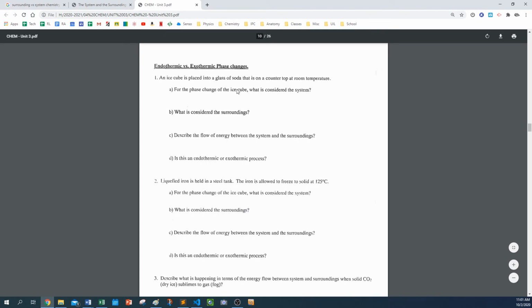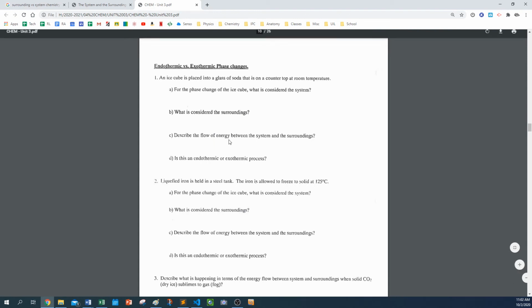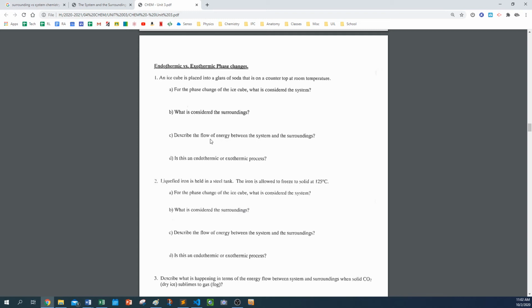So the system is the ice cube. The surroundings would be the soda, the glass, and the air. Why do you put ice in the Coke? To make the Coke colder, make the soda colder. So you could describe it as heat leaving the Coke and going into the ice, right? So the flow of energy is leaving the Coke and going into the ice. So heat is leaving the surroundings and going into the system.